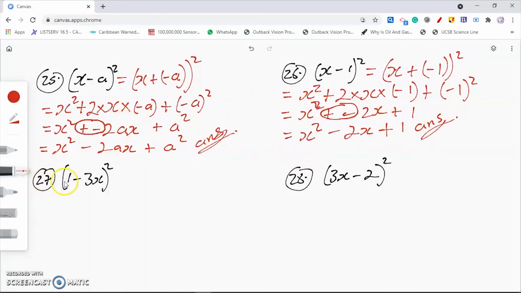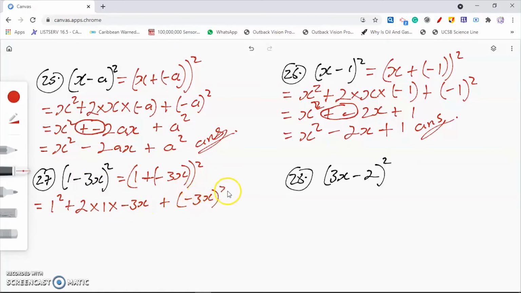Number 27, we have 1 minus 3x all squared, so that's the same as 1 plus negative 3x, all squared. So we get 1 squared, the first term squared, plus 2 times the first term, which is 1, times the second term, which is negative 3x, plus the second term squared, so that's negative 3x squared.